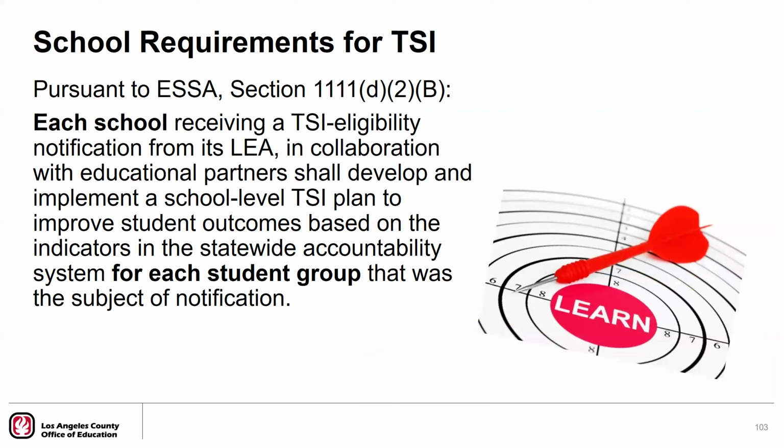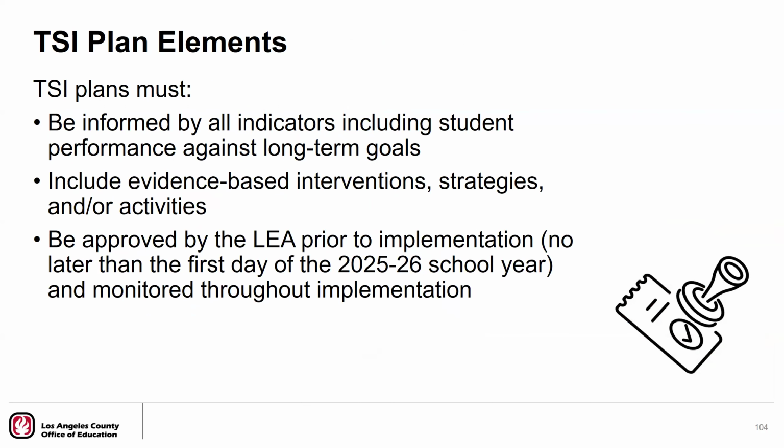Each school receiving a TSI eligibility notification from its LEA, in collaboration with educational partners, shall develop and implement a school-level TSI plan to improve student outcomes based on indicators in the statewide accountability system for each group that was the subject of notification. As mentioned earlier, there's a template available on the CDE web page to support this planning.